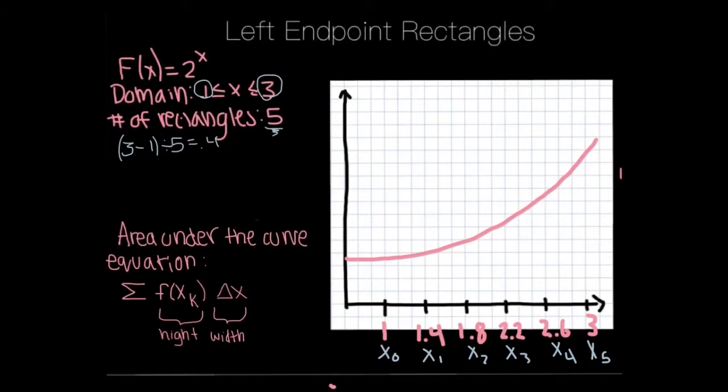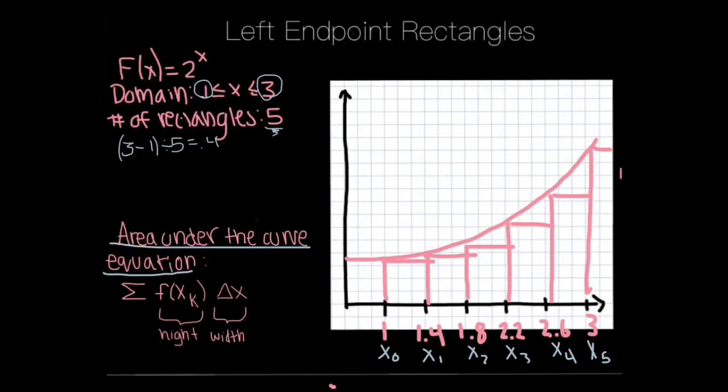Since our first x value is 1, that's where the left side of the first rectangle will be. The second rectangle will start at 1.4, and so on. So now that our graph is made, let's go back to our equation for the approximate area under the curve and add in what we've already found.